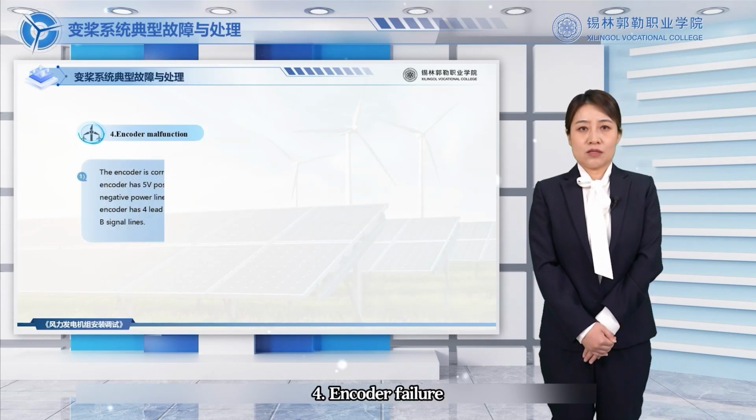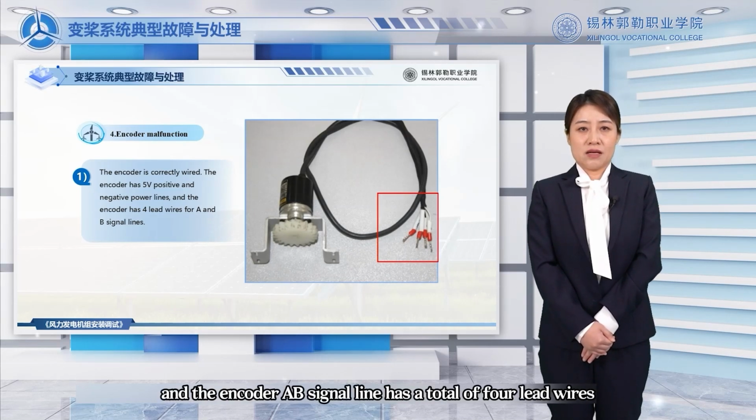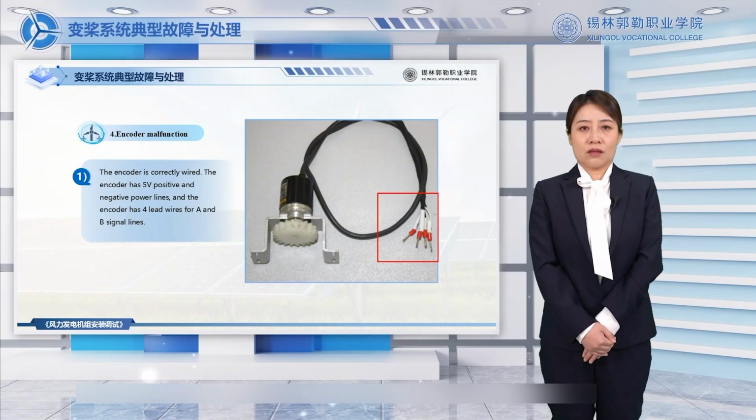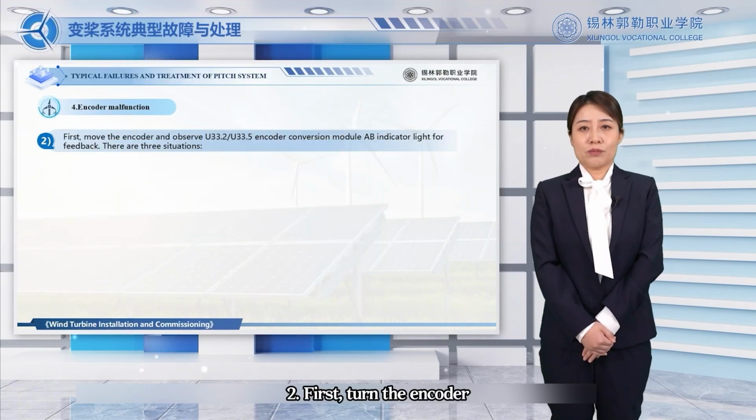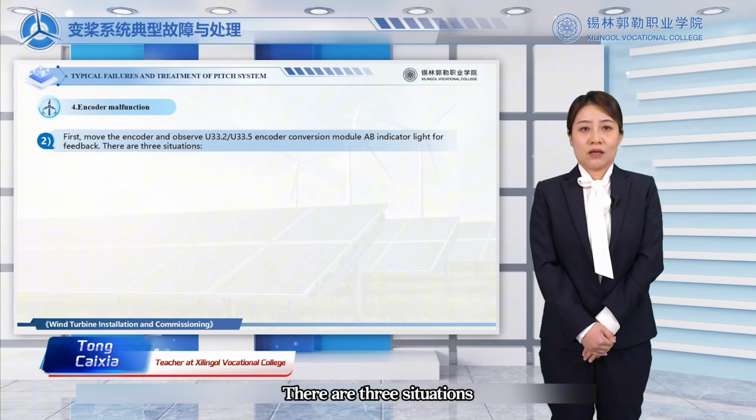4. Encoder failure. 1. The encoder has positive and negative power lines and the encoder AB signal lines, a total of 4 lead wires. 2. First, turn the encoder. Observe whether there is feedback from the AB indicator lights of the encoder conversion module. There are 3 situations.